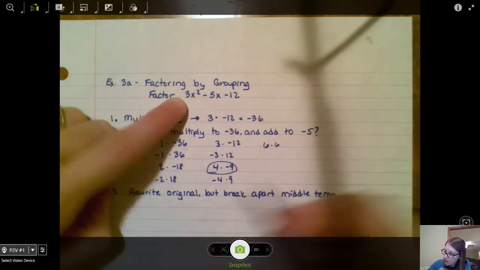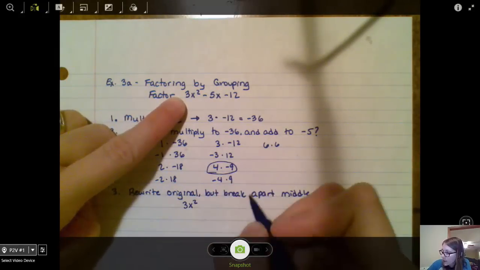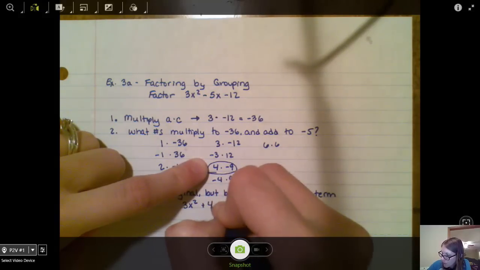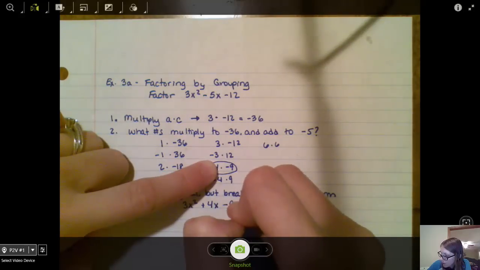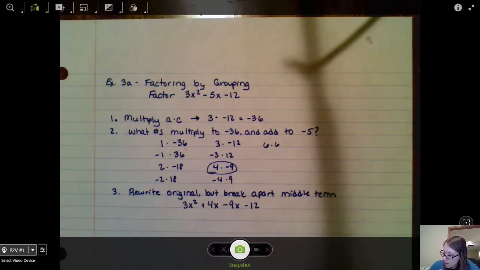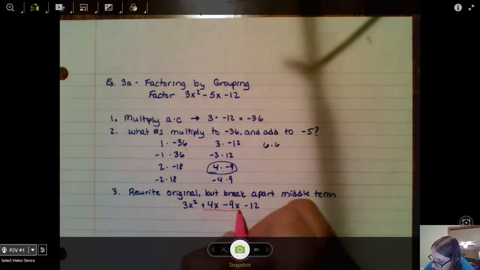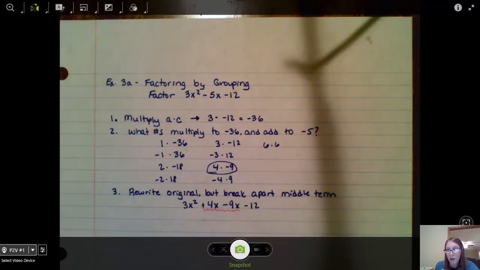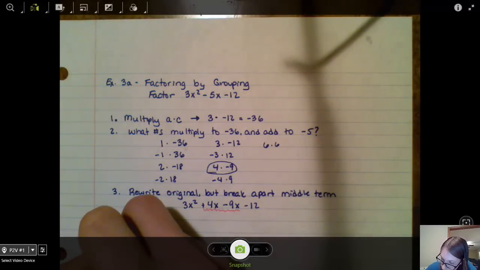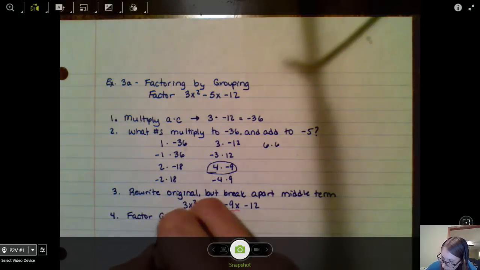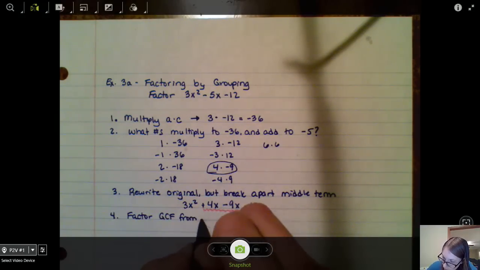So I'm rewriting our original here, 3x squared, but instead of writing minus 5x, I'm going to write plus 4x minus 9x minus 12. So if I were to combine my plus 4x and minus 9x, I'm going to get my minus 5x here, and we end up with the same thing. So we're really not changing our problem at all, we're just changing how it's written. After that, our fourth step is to factor the greatest common factor from each pair.